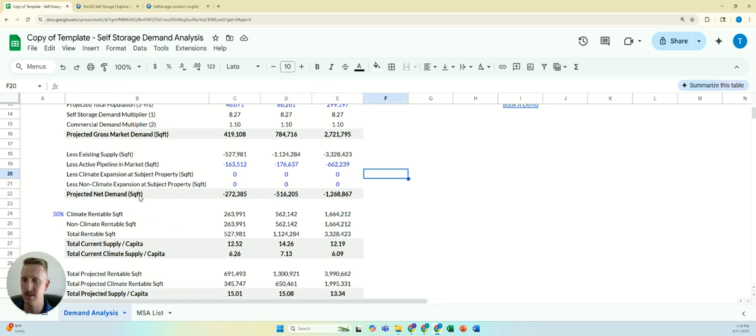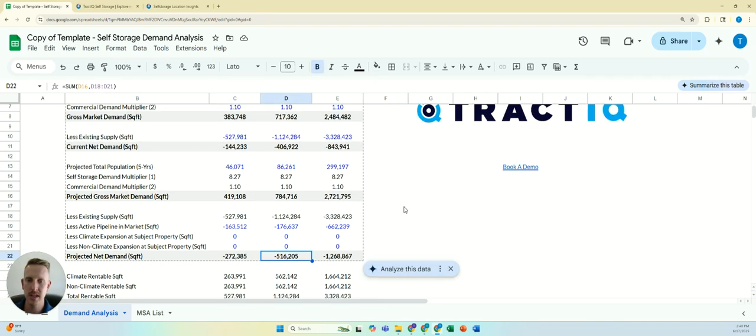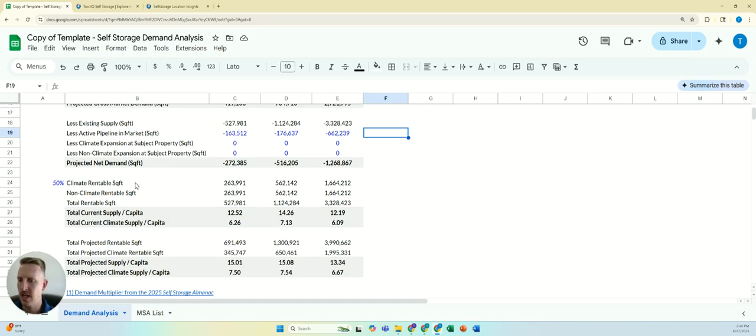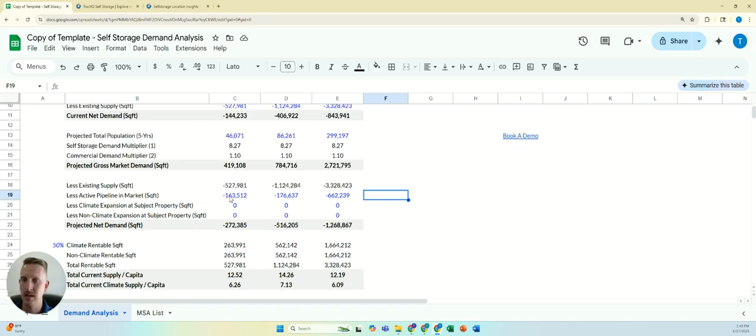Now we can look at projected net demand. We'll see it's over negative 500,000 now. So it's still negative, meaning, in 5 years we still think there's going to be an imbalance between the supply and demand, and it's just a little bit oversupplied at the moment compared to the demand in the market. These next two sections are just calculating the total supply per capita and projected supply per capita, which are interesting and important metrics to look at. But I also like to look at the gross market demand and the net demand as well.